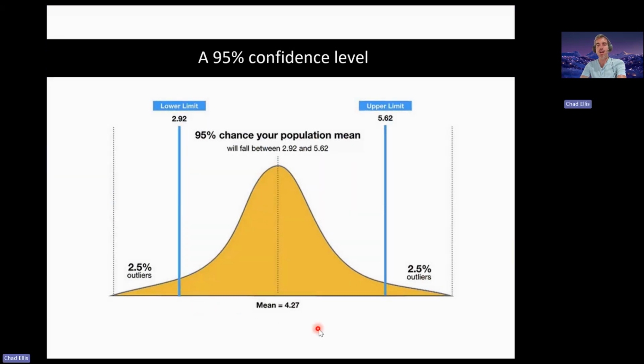A commonly used confidence interval is a 95% confidence interval. So this is another example here, not our pint example, where under our normal distribution assumption, with a 95% confidence interval, we're going to have a 95% chance that the population mean is going to fall somewhere between, in this case, 2.92 and 5.62. There's only a 5% chance that it's either going to fall above that interval or below that interval.